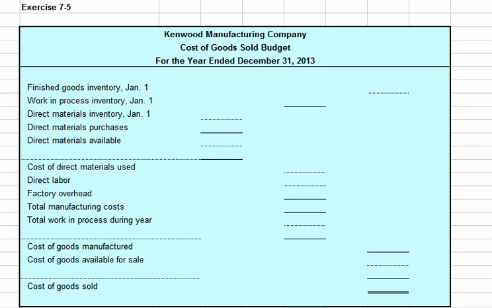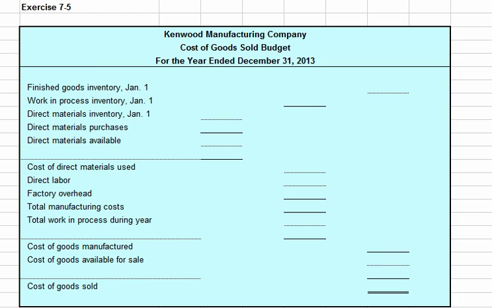Okay, you guys, we're now moving into Chapter 7, which deals with budgets. And we're going to look at a few different things in this chapter. If you took my managerial accounting course, then you remember in the budgeting chapter there, we looked at a cash budget. So I thought we'd look at some different ones here.